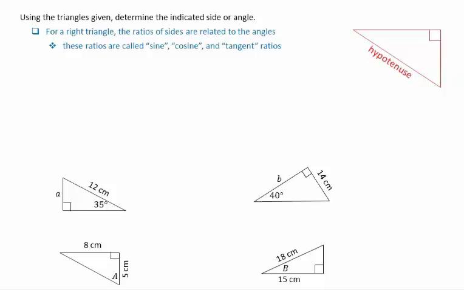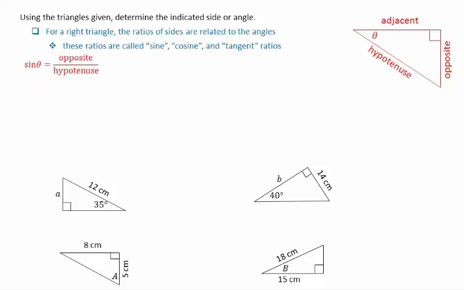The side that is opposite to the right angle is always called the hypotenuse. The other sides depend on which angle we are referring to. Consider angle theta as shown. The side opposite angle theta is called the opposite side. The side that is in contact or joins angle theta but not the hypotenuse is called the adjacent side.